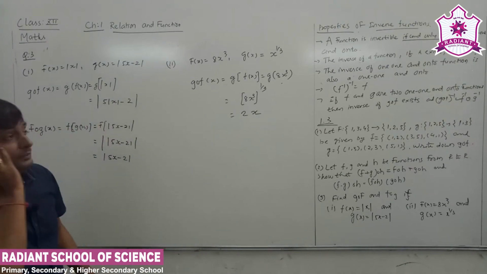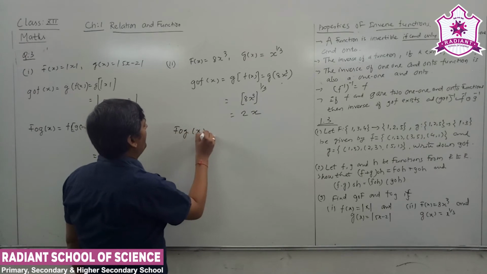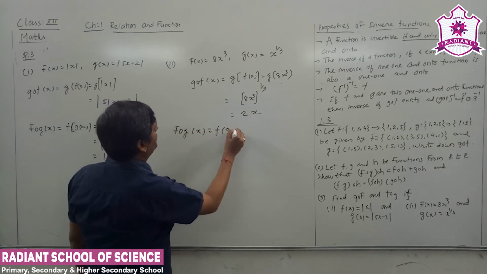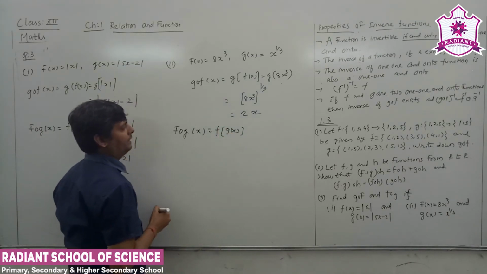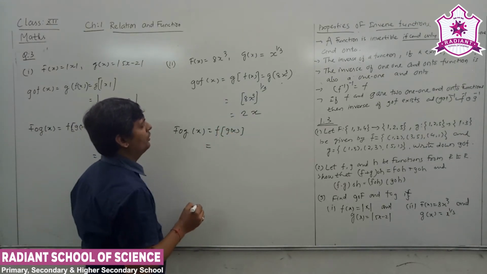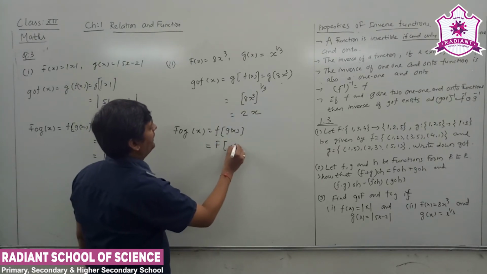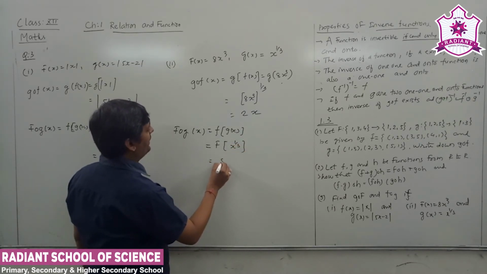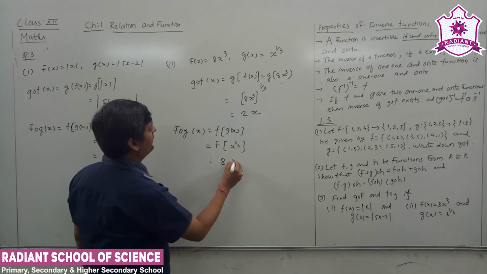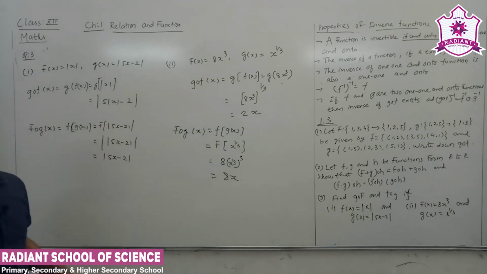Now next, FOG of x is equal to f of g of x. So what is f of g of x, children? Here is your g of x, x raised to 1 by 3. So put it in the place of x, so 8 times x raised to 1 by 3, all raised to 3. The 3s cut, we got 8x. Okay, so we solved question number 3 also.